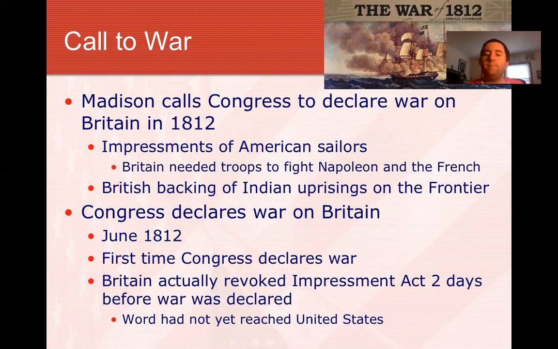Okay, impressment. I want to give you the definition from the book here. Impressment is the practice of forcing people into military service. It's basically forcing individuals into military service. And Britain removes that act 2 days before the war was declared, but word has not yet reached the United States. Remember, communication back then is not what it is today.